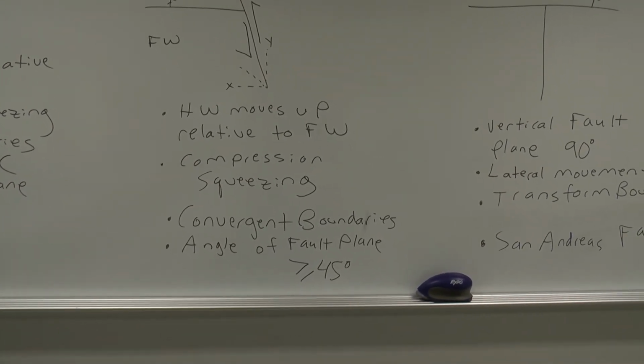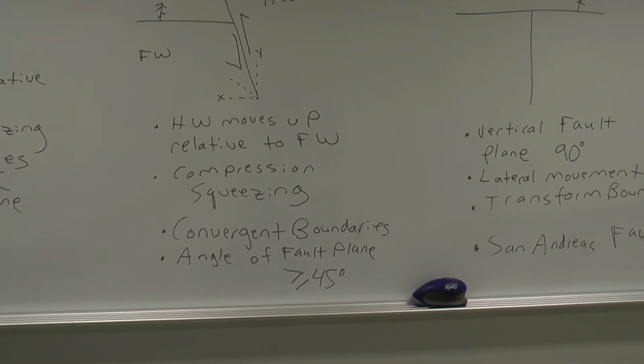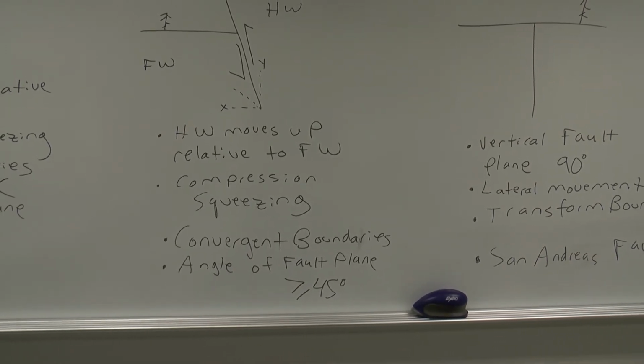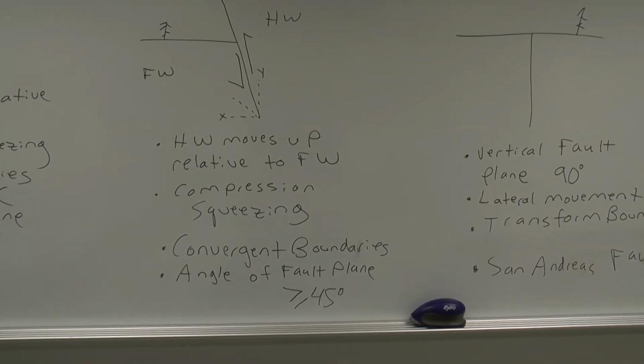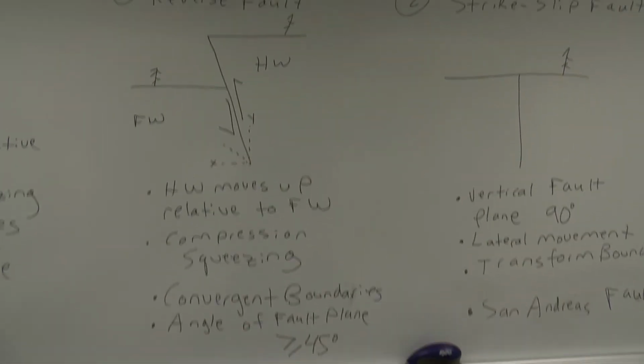Where are we going to find this? Convergent boundaries. So again, your ocean to continent and ocean to ocean subduction zones and your continent to continent collision boundaries. Now, what's different about the reverse fault? How is it different from a thrust fault? And the answer is the angle.